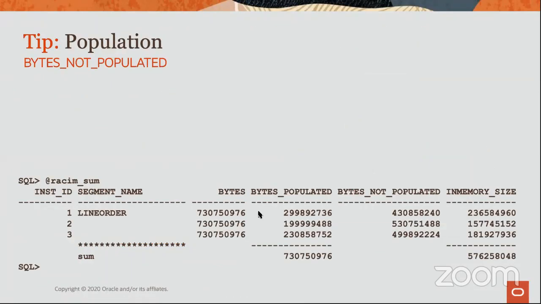In addition to that, when you're checking whether your objects are fully populated, if we're distributing the data across the column stores, then bytes not populated isn't going to reflect the actual scenario, because that object will be populated across, say, in this case 3 or 4 column stores. It's not going to be 0 because some of it will be on one instance, the second instance, the third instance.